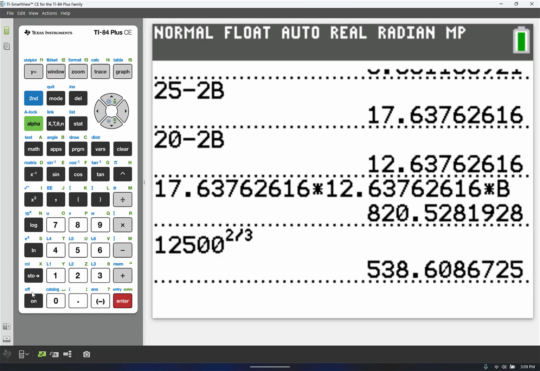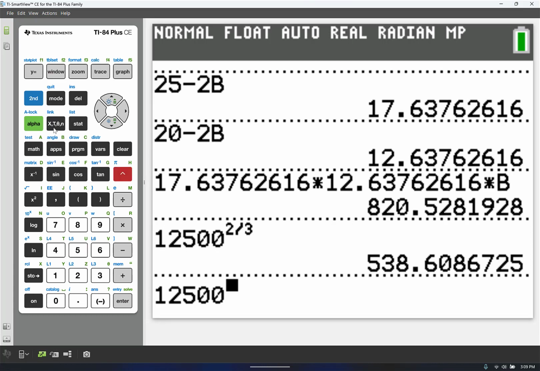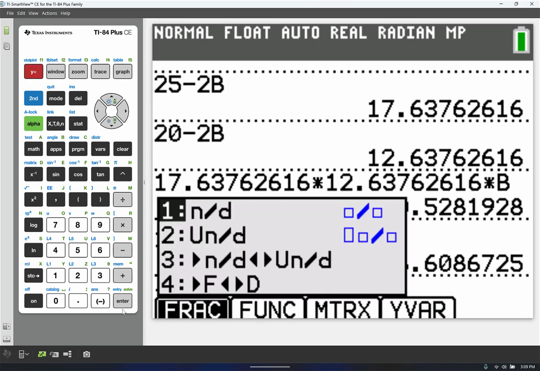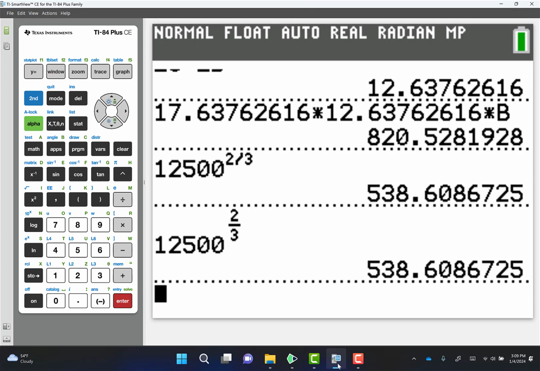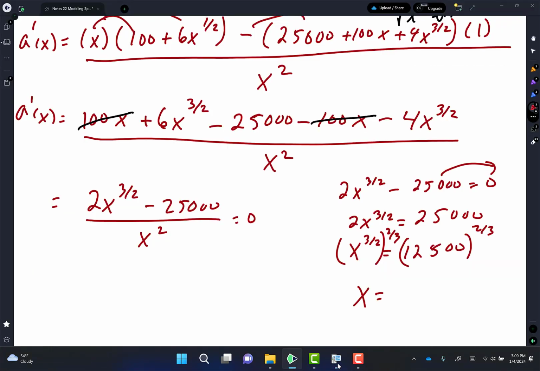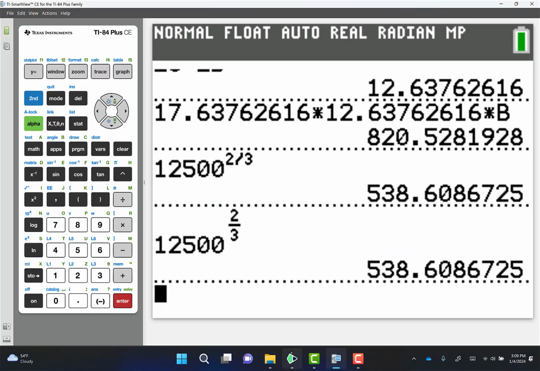Oh, you know what? Let me make sure. No, it is. I think we got it right. Caret, and then use the alpha feature so I don't mess up. 2 in the top, 3 in the bottom. Yeah, 538. What is it? 538.6086. Oh, okay.